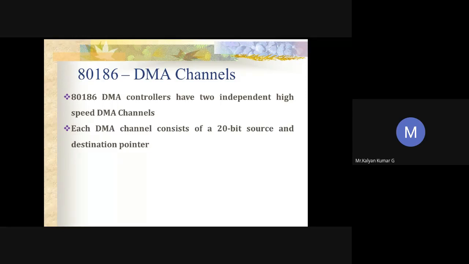In the case of the 80186, each DMA channel consists of a 20-bit source and a destination pointer. This means the content of the index pointer can be either decremented or incremented depending upon your byte or word transfer operations. When the data transfer is 1 byte, the pointer will be incremented by 1, and when the data transfer is 1 word, the pointer will be incremented by 2. In general, each data transfer will always take 2 bus cycles.